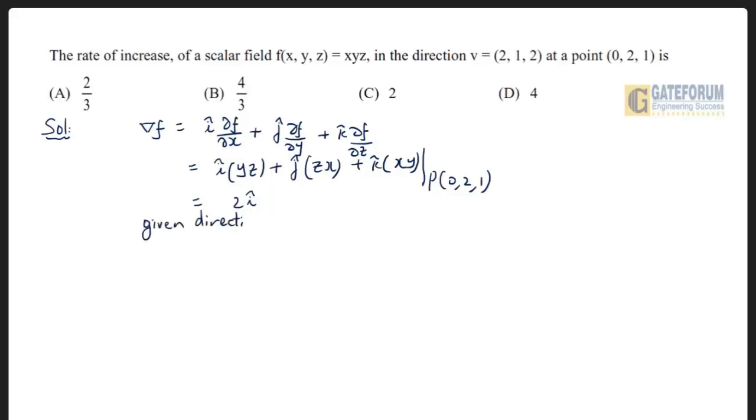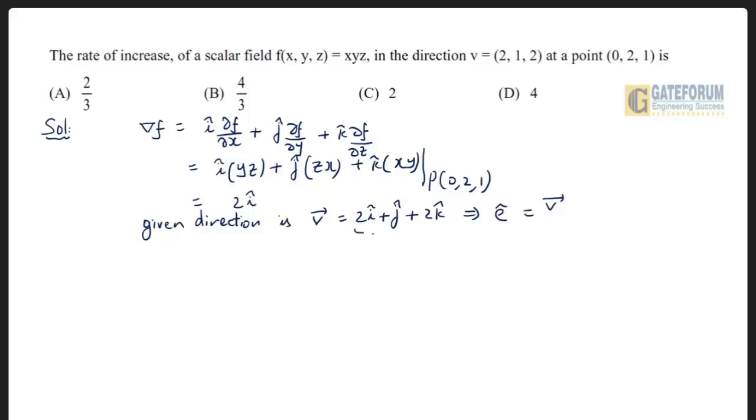Direction means a vector, a directed line segment. This is v; I can take v bar to understand in a better way. A vector can be represented as a 3D point or like 2i cap plus j cap plus 2k cap. So find the unit vector in the given direction. That implies e cap is equal to v bar.